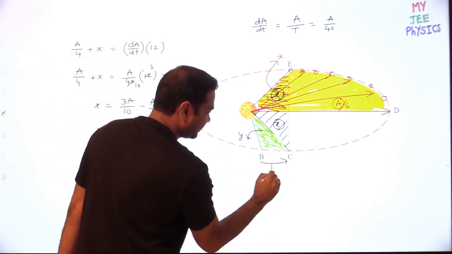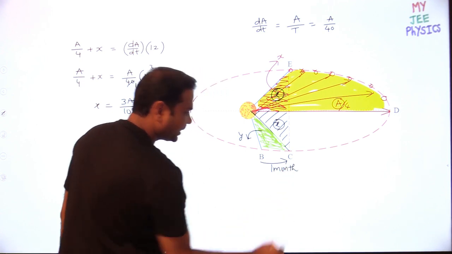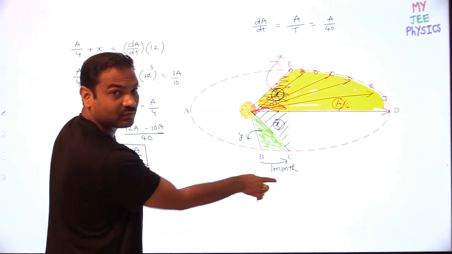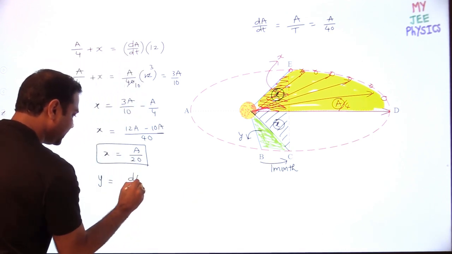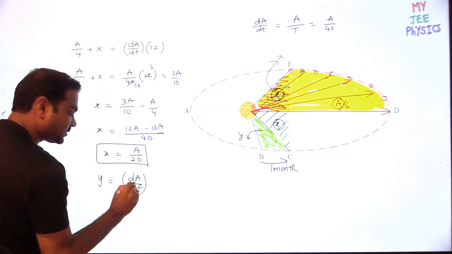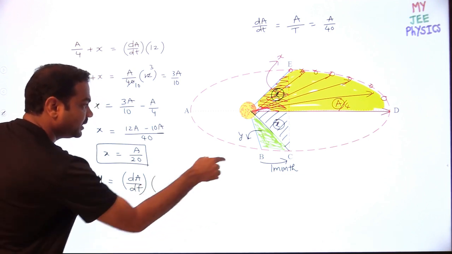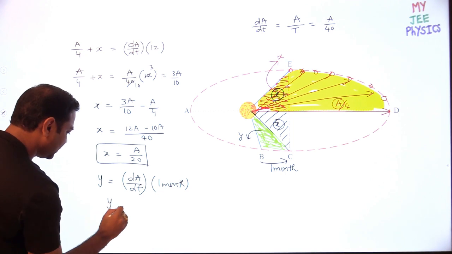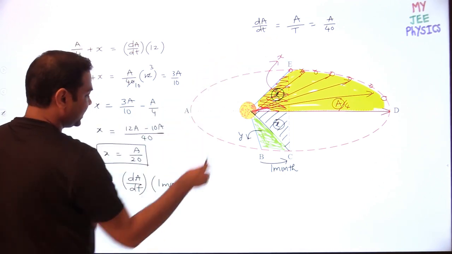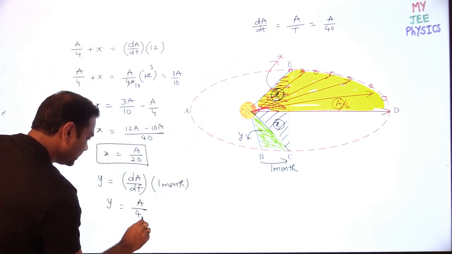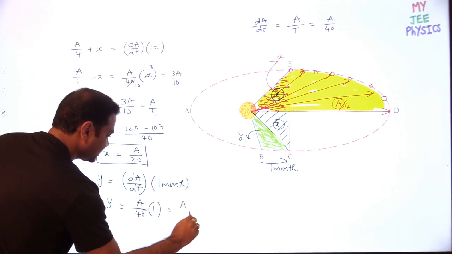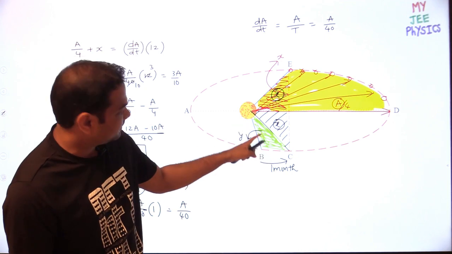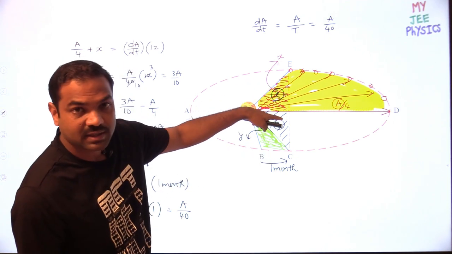From B to C they have given 1 month time. So y is equal to the area swept in unit time, dA by dt, the areal velocity, multiplied by the B to C time, which is 1 month. Everything is already in months, so no need to write it down. dA by dt is A by 40, which we know already, into 1, so this is simply A by 40. So now I know the y part.